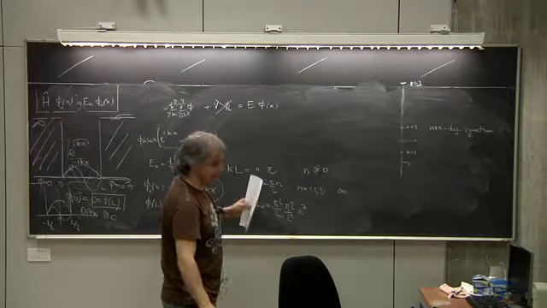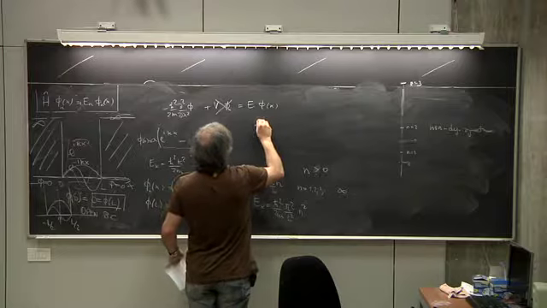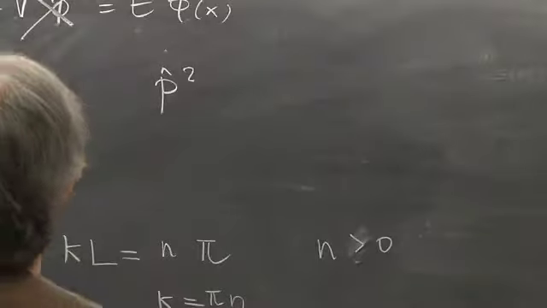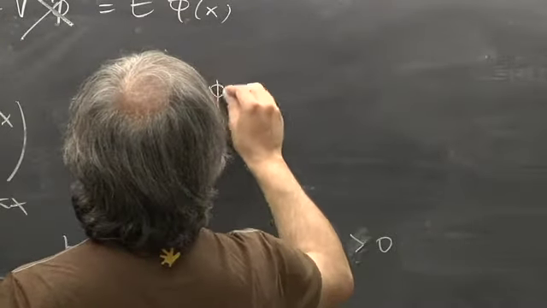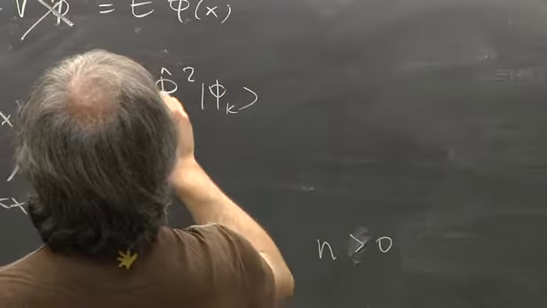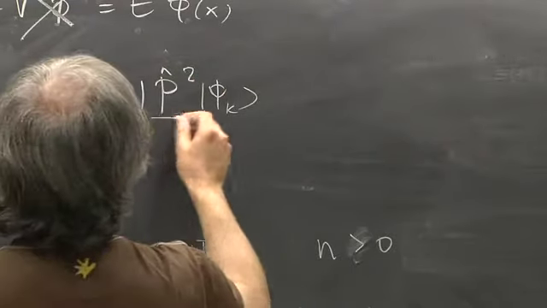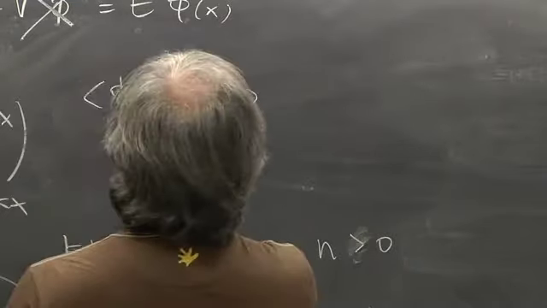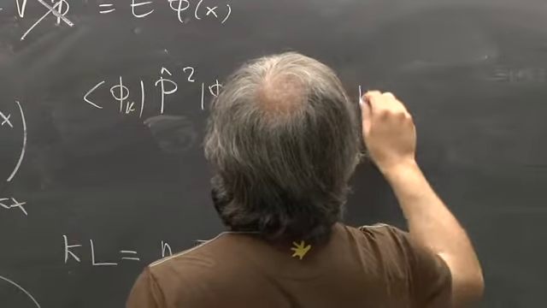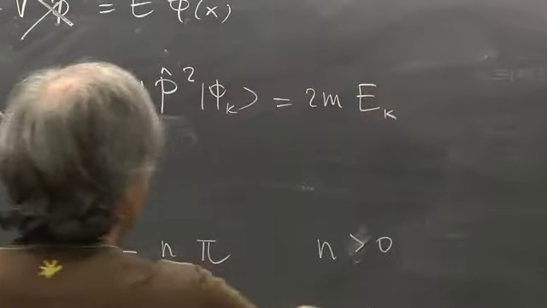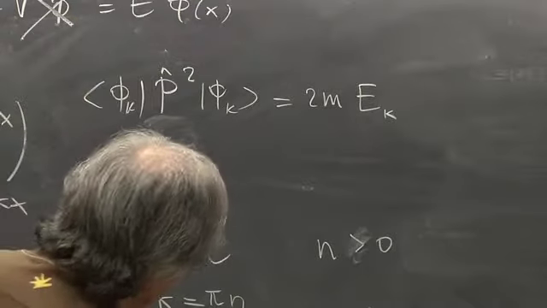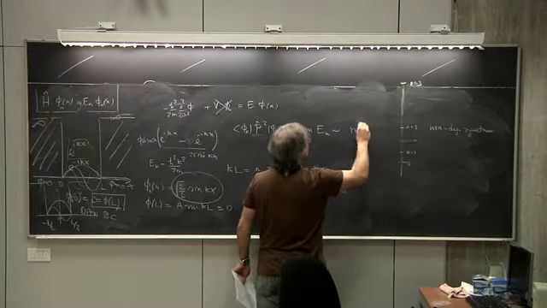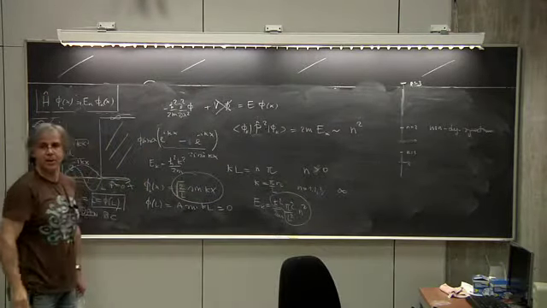For instance, you can calculate p square. Now, p square, momentum square. The momentum average is 0. The momentum square average, how much is it? Well, this is not difficult, because if you divide by 2m, this is the Hamiltonian, okay? So you know that p square is equal to 2m times the energy. So you can calculate immediately how much it is. It is this object, okay? So this object here goes with n square as you increase n, okay?